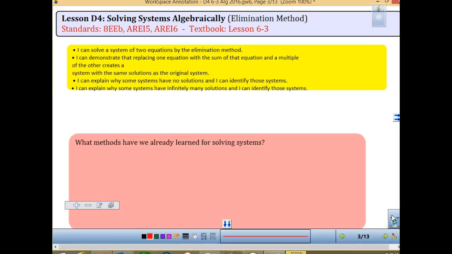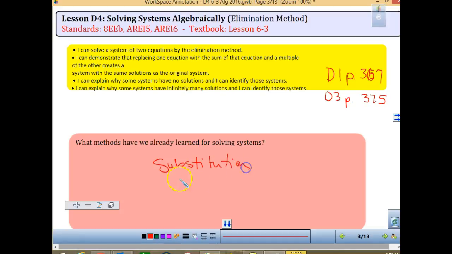So what I do want handed in is the graphing one, and substitution, right? And graphing. Page 9 in your notes.